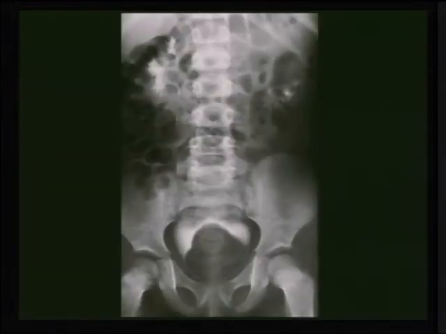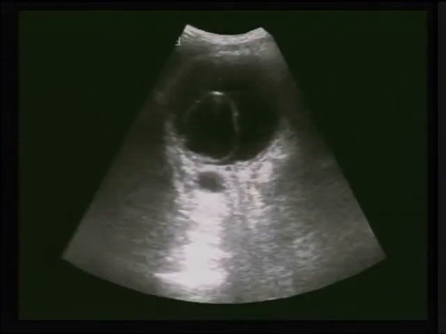This is an example of IVU from the old time, which showed a rounded filling defect on the left side of the urinary bladder due to ureterocele. This is a large ureterocele which is causing bladder outlet obstruction, and this is the ureterocele.